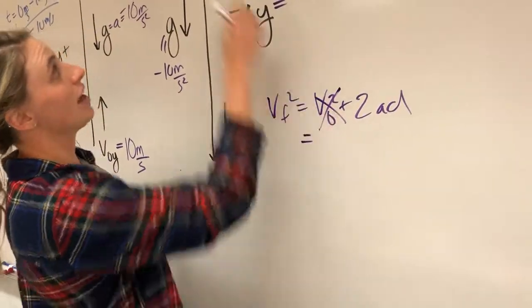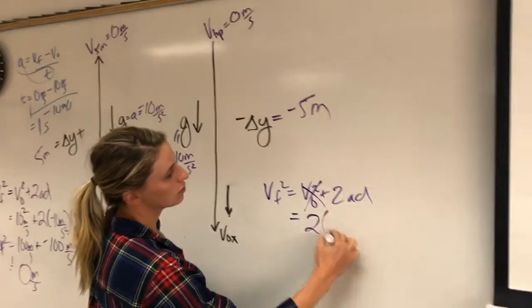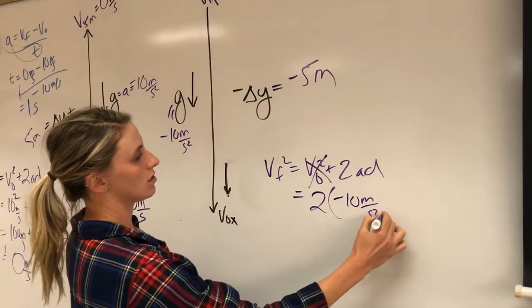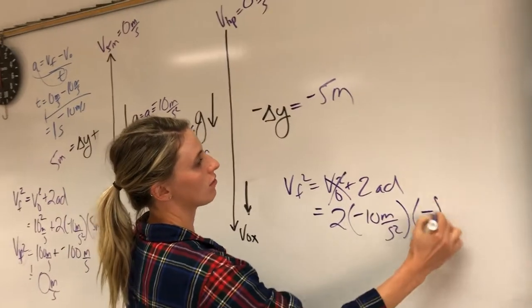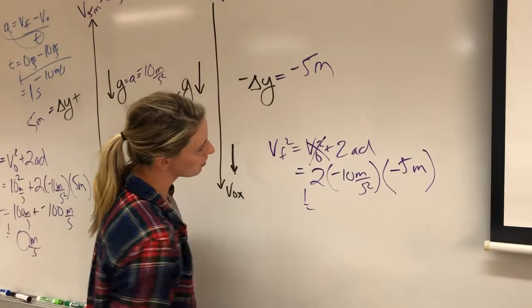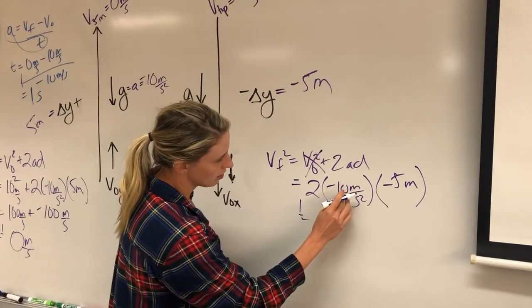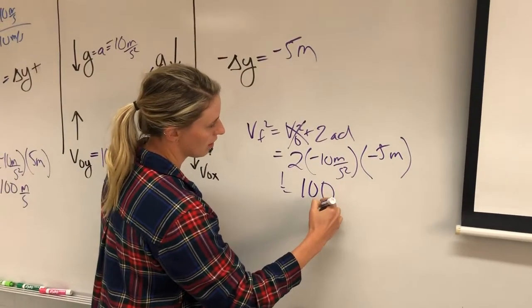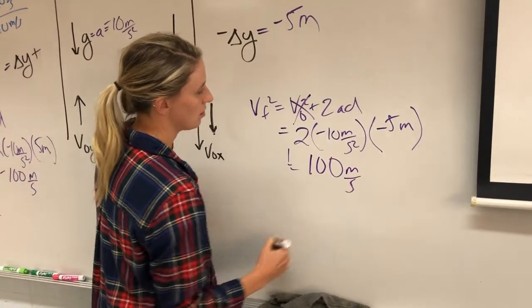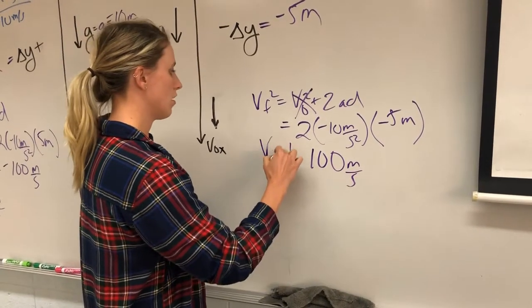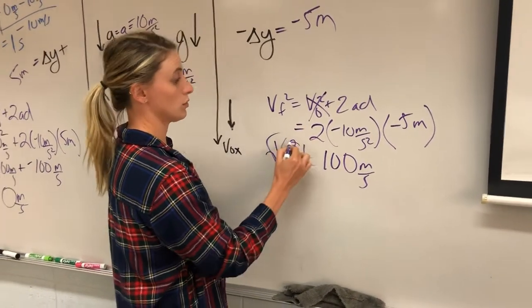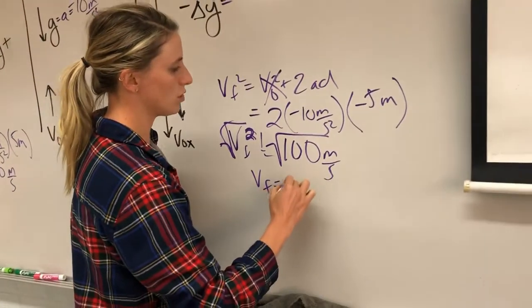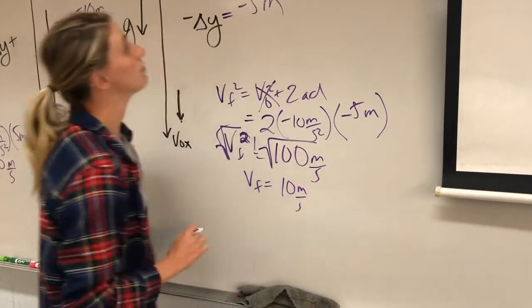Okay, sweet, we can get rid of that because that's zero this time. So 2 times acceleration, negative 10 meters per second squared, times my distance, negative 5 meters. Okay, so negative 20 times a negative 5 is 100. And then you got to do the square root. Meters per second squared. Oh, yeah, thank you. Square root of that. Getting sloppy over here. Square root, that means that v final equals 10 meters per second.